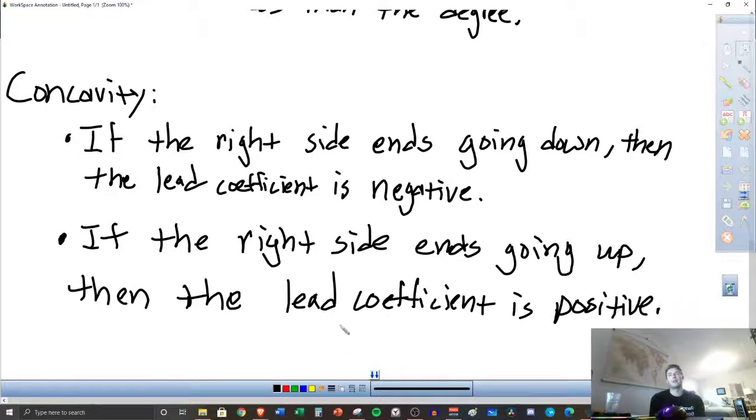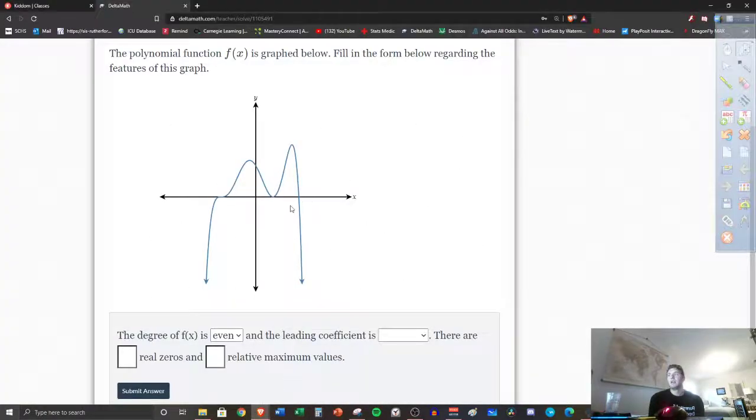Okay, so let's go ahead and use this rule. Make sure you wrote that down. Let's use this rule on this example here. You can notice on the right side it's going down. So based on our rule, if the right side ends going down, we say negative. So now you're just sort of counting how many zeros there are. Well, we already said 1, 2, 3 real zeros. Even though these are multiplicities, we're only going to count them one time. So we're going to type in a 3 here.